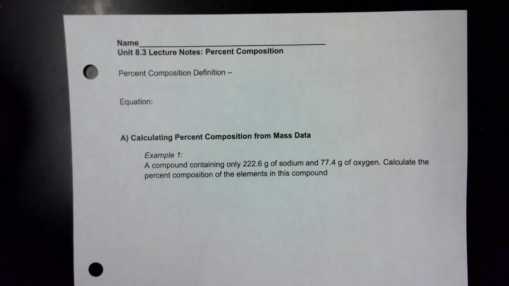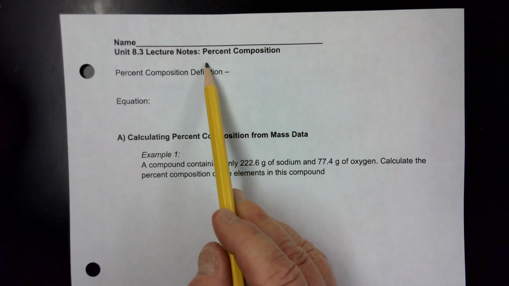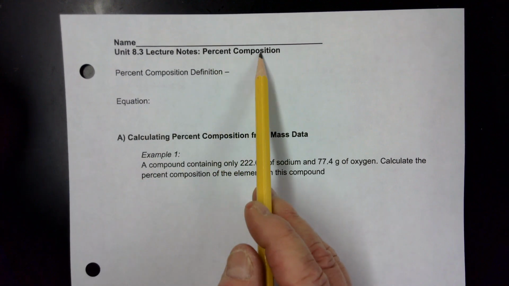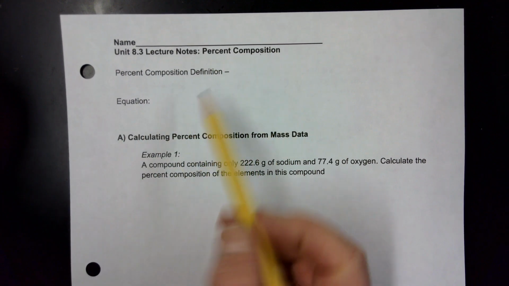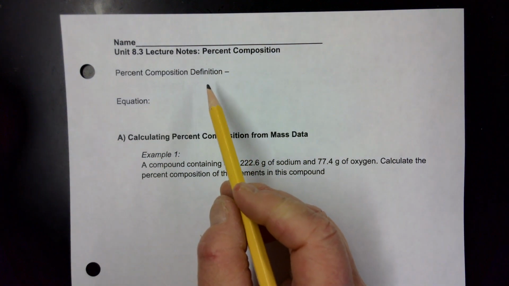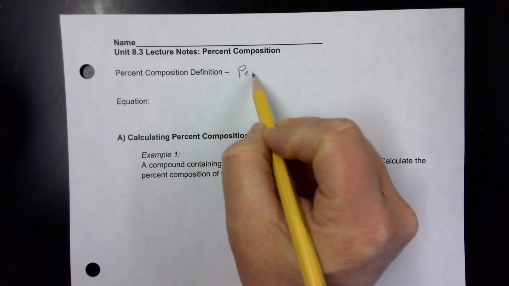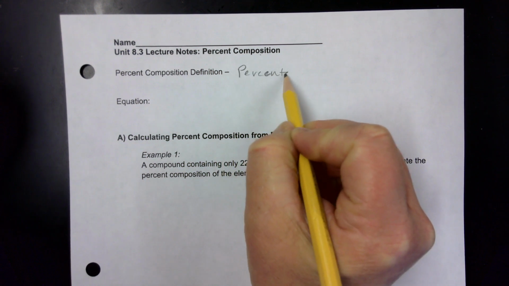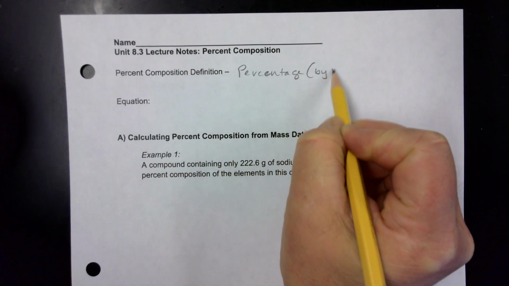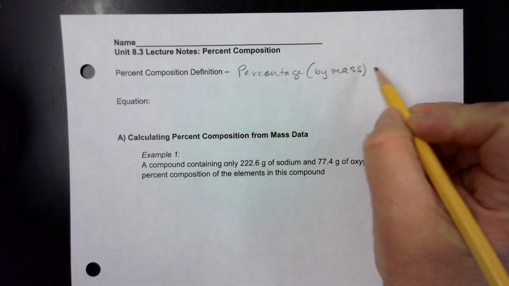In this video lesson, we are going to explore the concept of percent composition in compounds. We'll start with the definition. The definition of percent composition is the percentage by mass of the elements in a compound.